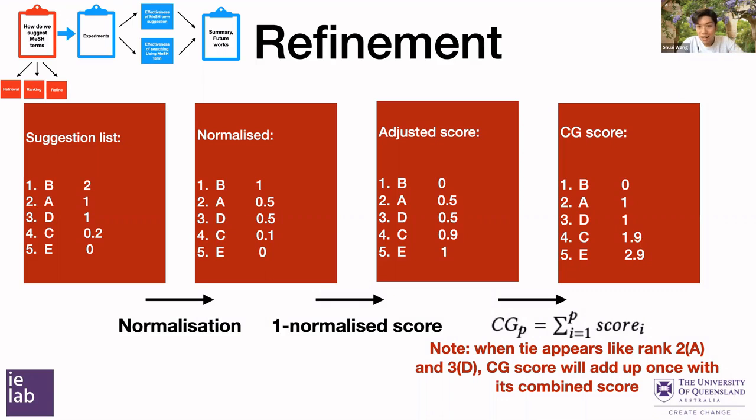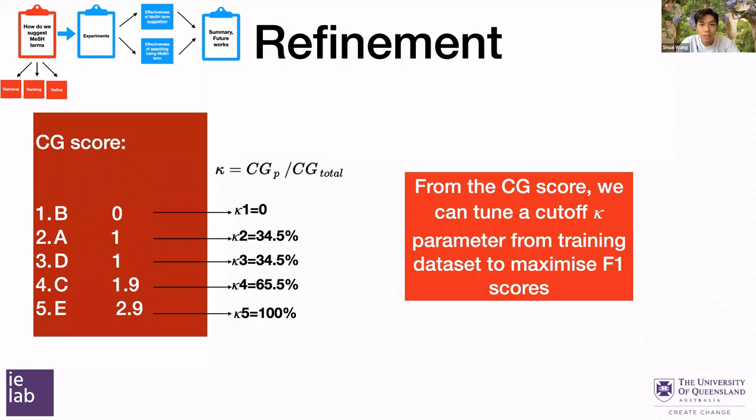And note here, ties can appear in the list. So here we have rank 2, A, normalized score is 0.5, and rank 3, D, normalized score is 0.5 as well, right? So what we do is that when a tie appears, we will add the overall tie cumulative gains to the first appearance. So here the CG score at rank 2 will be 0 plus 0.5 plus 0.5 is 1, instead of 0 plus 0.5 is 0.5, right? Then we will calculate the percentage of cumulative gain against the overall cumulative gain to get the current percentage of the rank, and this is set as the kappa value. Here, kappa at 1 is 0, at 2 is 34.5, etc.